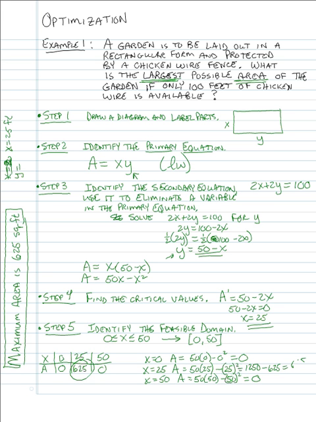25 what? Feet? So two of the sides are 25 feet, and y we can calculate using the equation that we've got right here, can't we? So y is 50 minus x, or 50 minus 25, which is 25 feet also. So to get the maximum area, we need a 25 foot by 25 foot rectangle, which is basically a square, isn't it?